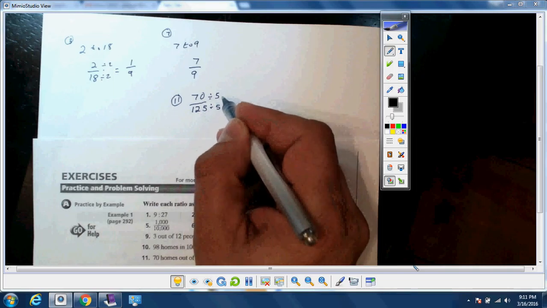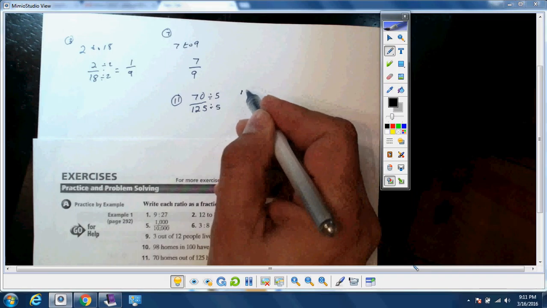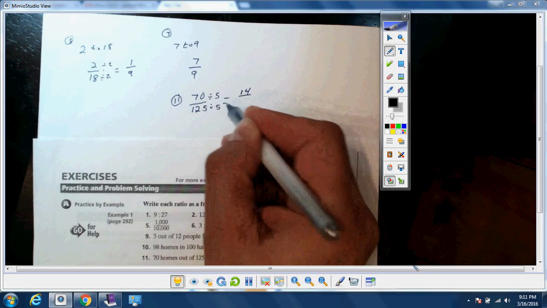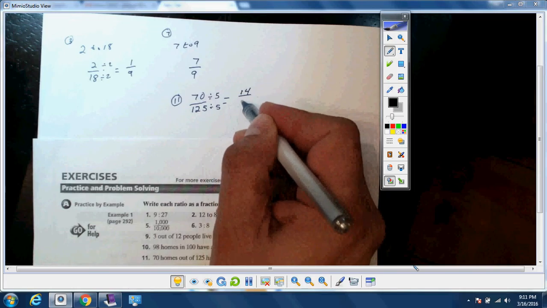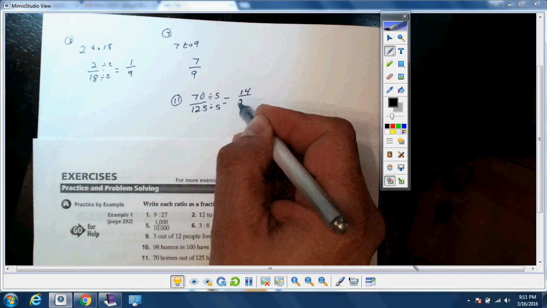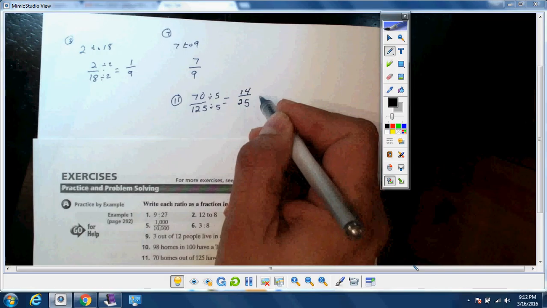70 divided by 5 is 14, and 125 divided by 5 is 25, and that's as low as it can be reduced, so it's simplified to 14 over 25.